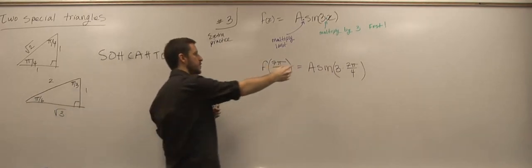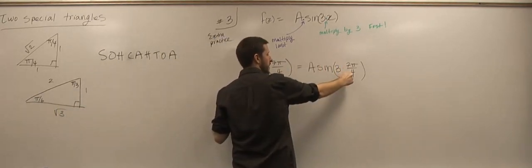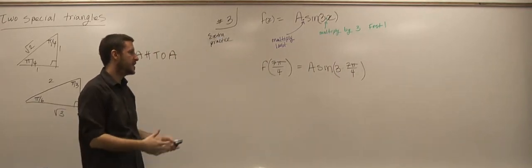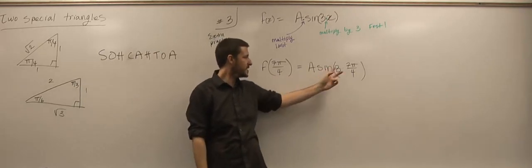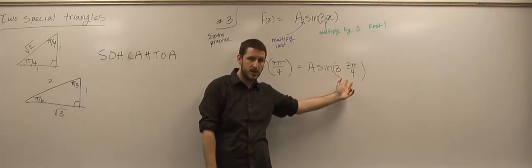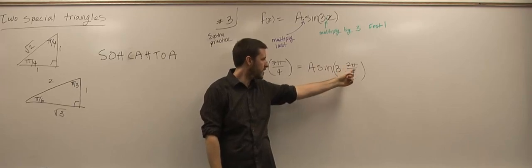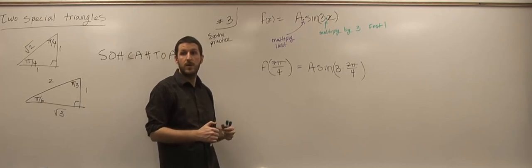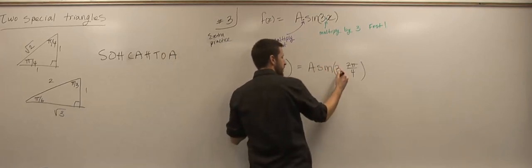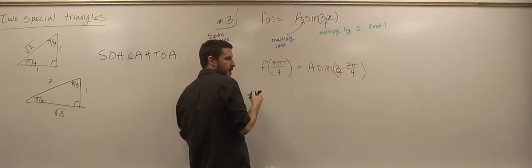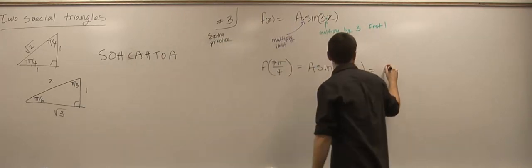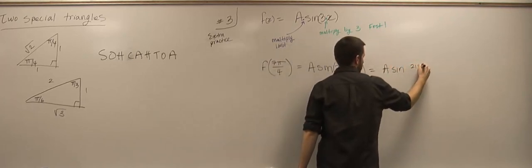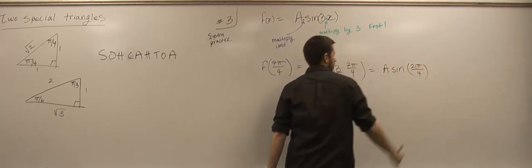Meaning, you can't pull this 3 out or anything. It's just trapped in here with the angle 7 pi over 4. Now, before I continue and actually evaluate what sine is, I need to do this multiplication. So how do you multiply 3 times 7 pi over 4? You think of this as fraction multiplication, 3 over 1 times 7 pi over 4. So you'll get 3 times 7 pi, which is 21 pi, over 4.